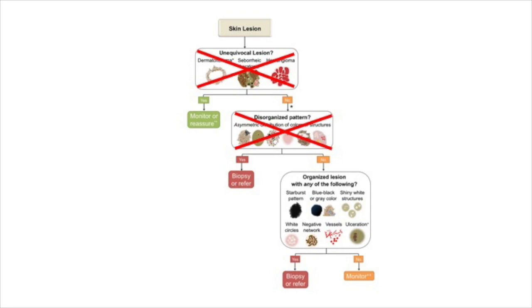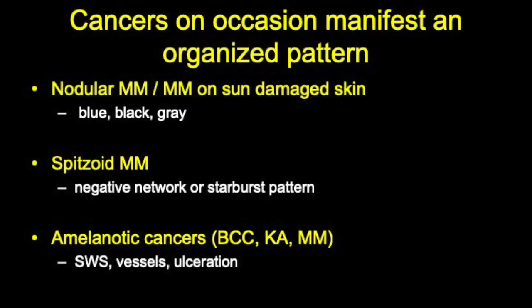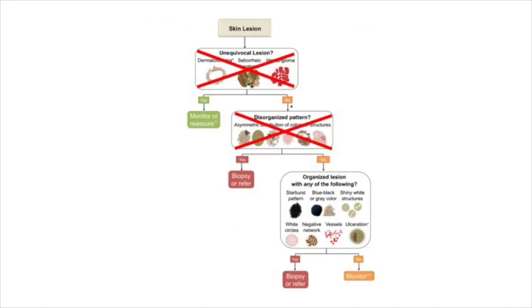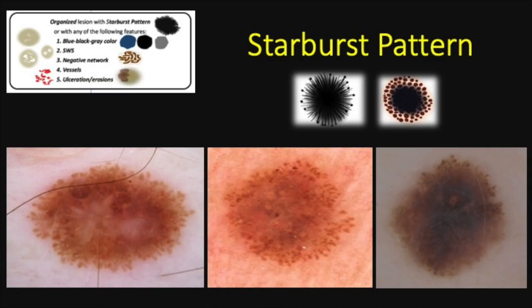What are those features? These are the types of melanomas that are difficult to diagnose, from nodular, desmoplastic, nevoid, amelanotic, verrucous, spitzoid. They all fall into that group. They appear organized. But here are the features. Number one, anything that has a starburst pattern, even if it's organized, for all the reasons we already mentioned. So an organized starburst pattern comes up because it could be a spitzoid melanoma.